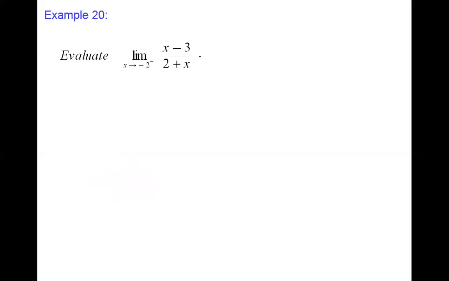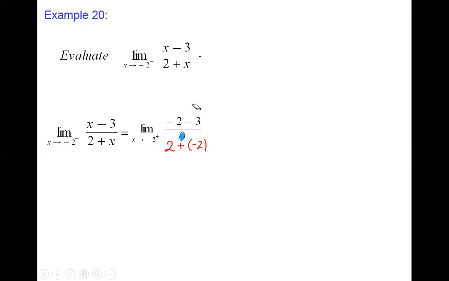Okay, and I do have one more. Let's see. Limit as x goes to negative 2 from the left-hand side, x minus 3 over 2 plus x. We can substitute negative 2. Actually, I don't like the 0. I will put 2 plus negative 2. Of course, it's 0, but we will investigate. Let's investigate that 0. We will check what kind of 0. Actually, this number is not really negative 2. It's negative 2 from the left-hand side.